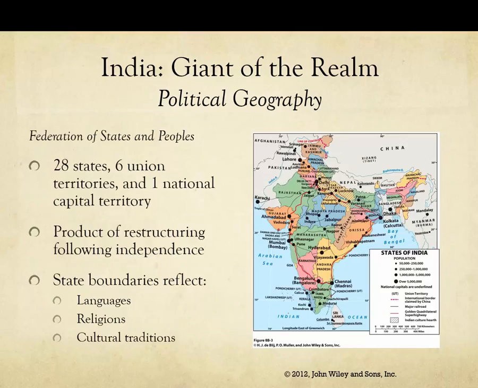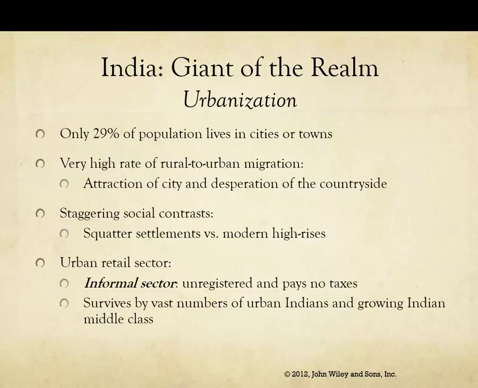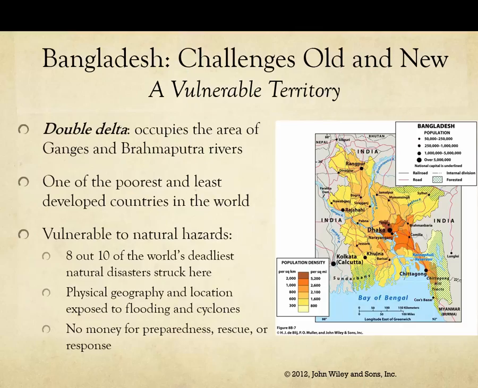India is the realm's giant, consisting of 28 states, 6 union territories, and 1 national capital territory. It occupies 3/4 of the land triangle of the region and is poised to take over China as the most populous country on Earth. It is the world's largest democracy, and it contains a cultural mosaic of different religions, ethnicities, and languages. In addition to religious tensions, we can also see the persistence of the caste system, which we discussed earlier. Despite its size, only 29% of India's population lives in cities and towns, but we are seeing a lot of urban migration of people hoping for better opportunities.